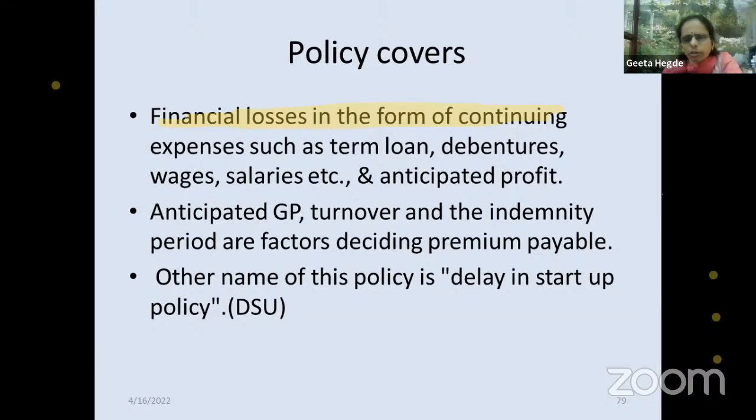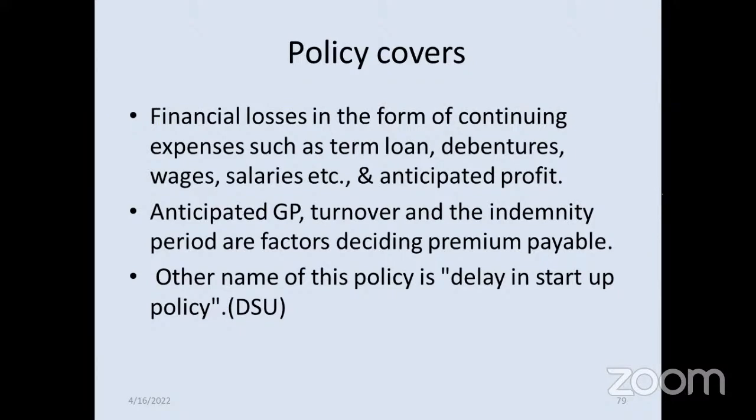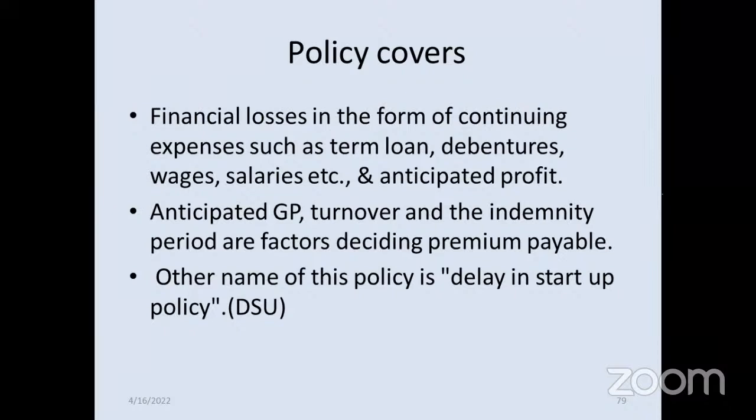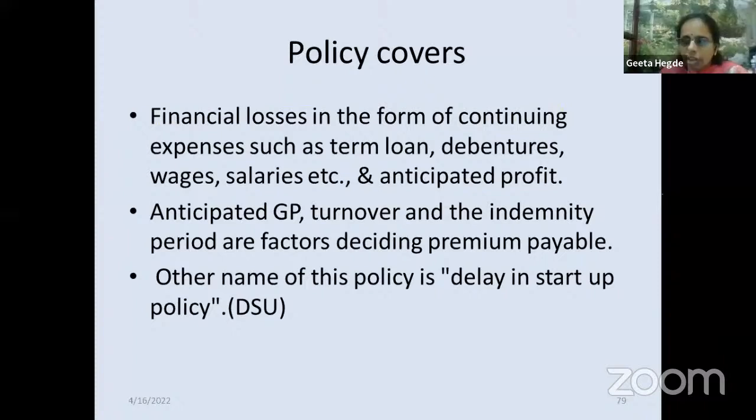So this policy is also known as delay in startup, DSU, when it is connected generally to a marine policy. How is marine connected to ALOP or DSU? There is transit, then there is erection, or there is transit and there is CAR or ER policy. Before that, there is marine. We have seen marine comes before erection. So when there is some delay due to marine, some major plant, yes, if this delay is because of an insured peril or any event, an insured peril which is payable under the policy.